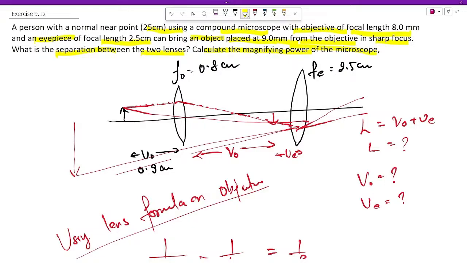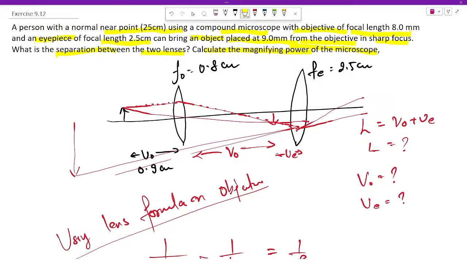So in this question, it is simply asking what would be the distance between these two lenses such that if the object is placed at 9 millimeter or 0.9 centimeter in front of the objective, the person with a normal near point of 25 centimeter sees that object clearly. So it is simply asking what would be the distance between these two lenses such that the person can focus it, or the eyepiece can create an image at V equals 25 centimeter in front of it.